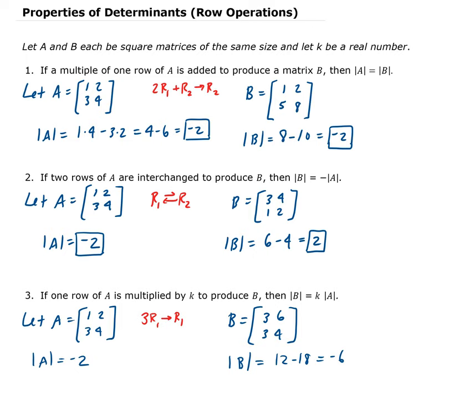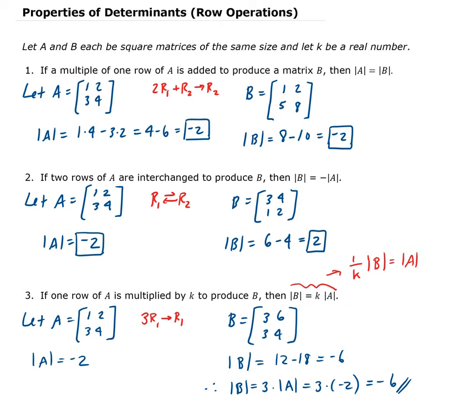Basically, the determinant of B is just equal to 3 times the determinant of A, and that's going to be 3 times minus 2, which gives us negative 6. We can also think of this algebraically as 1 over k times the determinant of B equals the determinant of A.